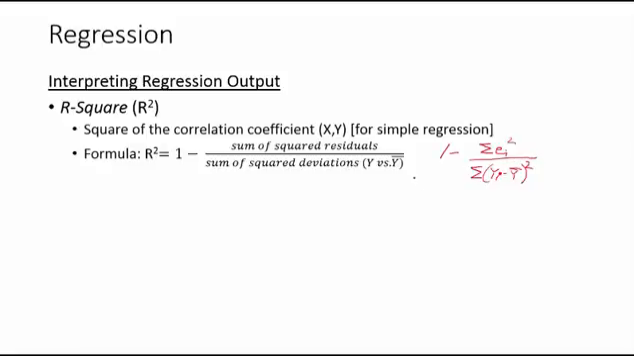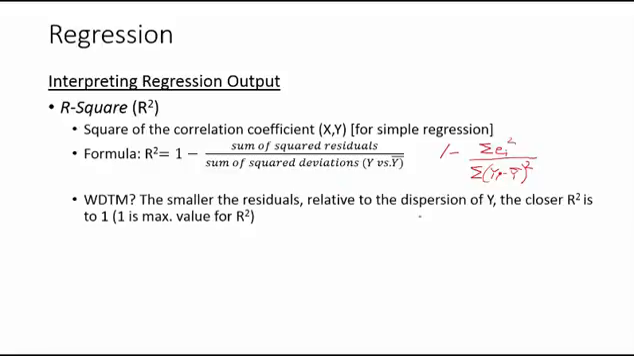Okay, so what's going on there? Well, notice that smaller residuals relative to the dispersion of y make R-squared closer to 1, and it can be 1, right? Let's start off by saying the numerator is 100 and the denominator is 100. Well, then that's 1, and 1 minus 1 is 0. That would be the lowest possible R-squared. But the smaller this numerator gets, meaning the smaller the sum of squared residuals, which means the less distant the residuals are from the trend line or the regression line.